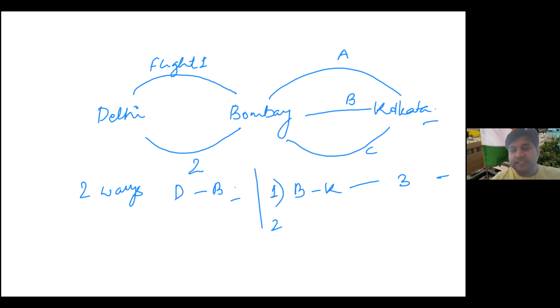And then twice you have reached. If you are using flight 2 to reach Delhi to Bombay, then again there are these same three ways to go to Calcutta from Bombay. So in total 3 plus 3, there are 6 ways. That is one way of looking at it.